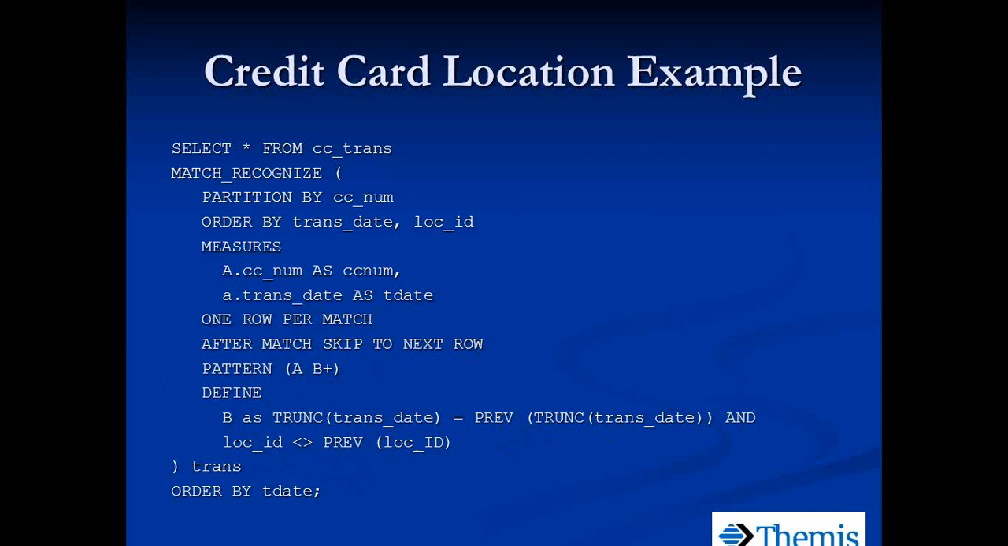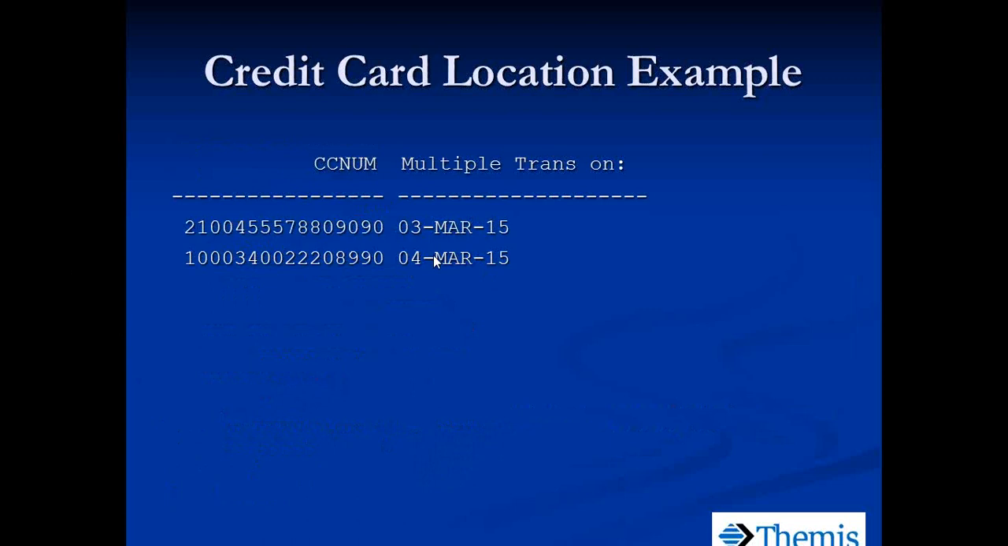Okay. So again, if you look at the define, it kind of looks like a where clause. Remember, the define is defining what is the pattern we're looking for. The pattern is telling us how many rows am I comparing from my input. All right, and then if we look at the output, it looks something like this. So I know that on March 3rd, I had multiple transactions for this credit card number in multiple locations. On March 4th, I had the same thing.